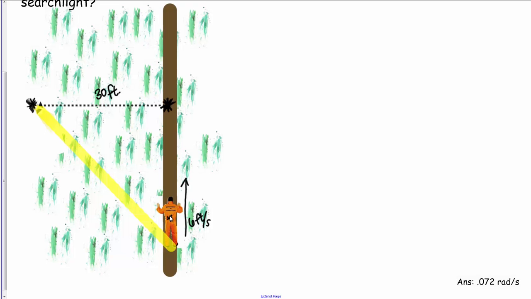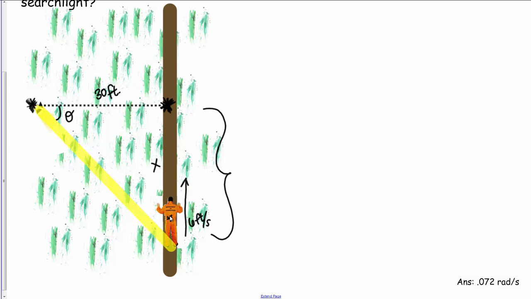So let's put some variables into our picture. What's changing? As the man is walking, this distance here is changing, right? He's getting closer to this star here. So let's call this distance x. Now what else is changing? The angle of the searchlight is also changing. That's something else we're interested in, so I want to assign a variable to that angle. I'm going to call that angle theta.